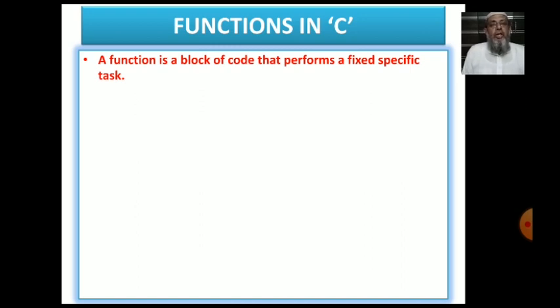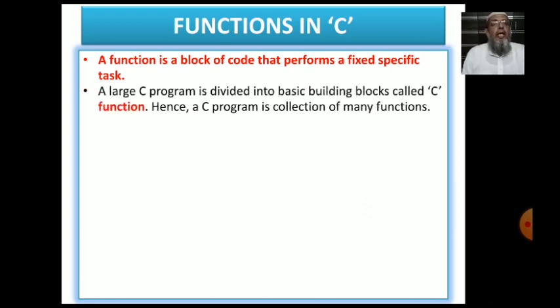As the name suggests, a function performs some task, some operation. A function is a block of code that performs a fixed specific task. Why is it called fixed? Because every time it will do the same operation. It will not deviate even slightly. So whenever it is called, it will be executed and do the same operation again and again.